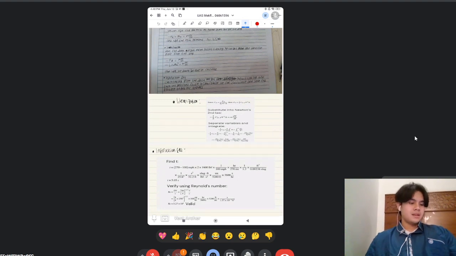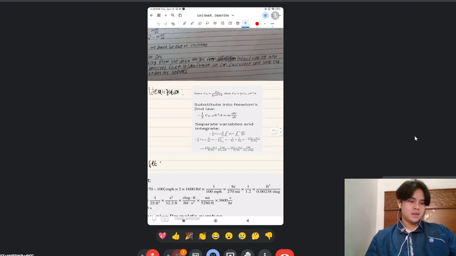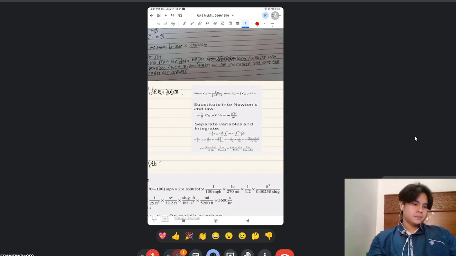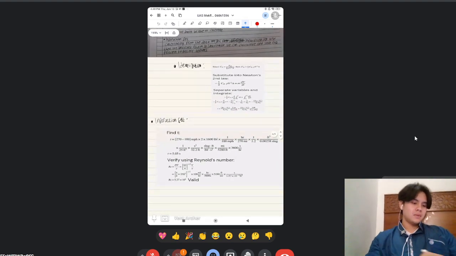So in my correction, the idealization should be, since CD equals FD per half rho V squared A, then FD equals half CD rho V squared A. And we'll substitute that into Newton's second law, and we'll get this. And then separate the variables and integrate. So then we'll get the time as this.